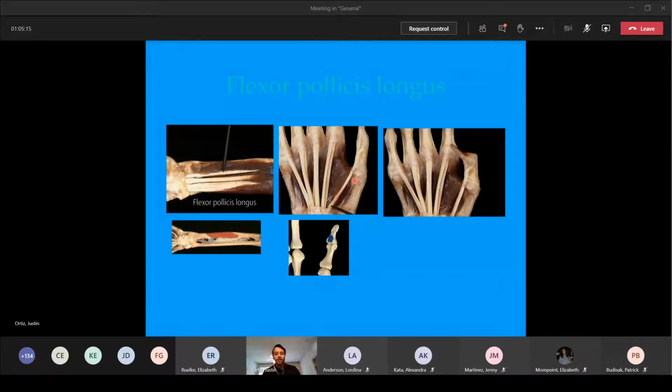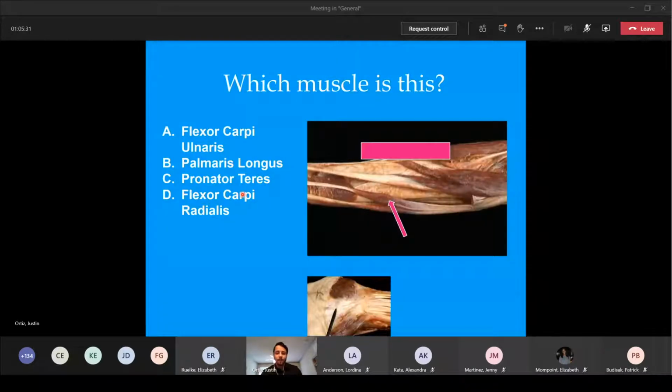So your thumb. He probably won't ask you like that. I think that's a little savage, but if he did, it would be flexor pollicis longus, right? This one right here. So it allows for flexion of your thumb. It's right here. And then we'll talk about this one, but this one would be your flexor digitorum profundus, which we'll talk about when it comes up.